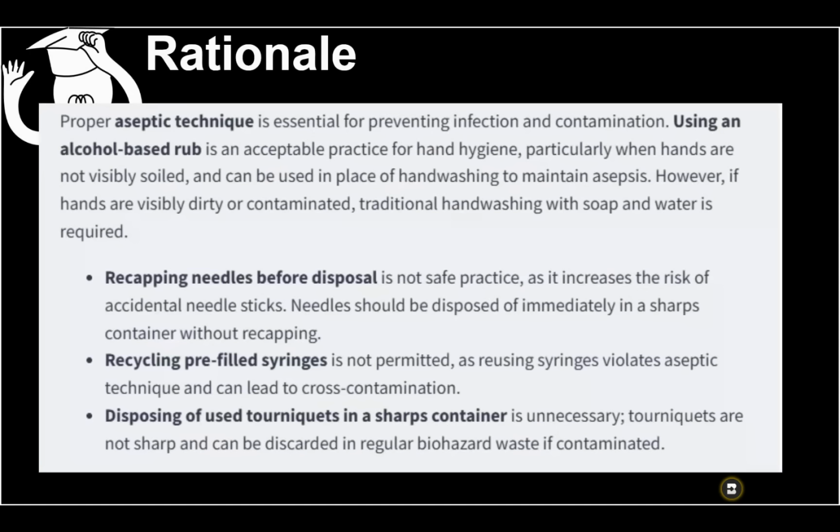Proper aseptic technique is essential for preventing infection and contamination. Using an alcohol-based rub is an acceptable practice for hand hygiene, particularly when hands are not visibly soiled, and can be used in place of hand washing to maintain asepsis. However, if your hands are visibly dirty or contaminated, you will need to wash with soap and water.